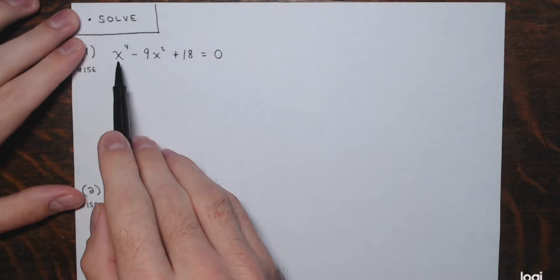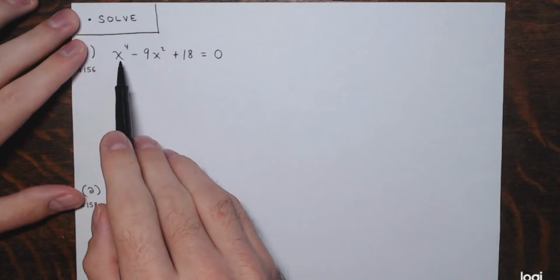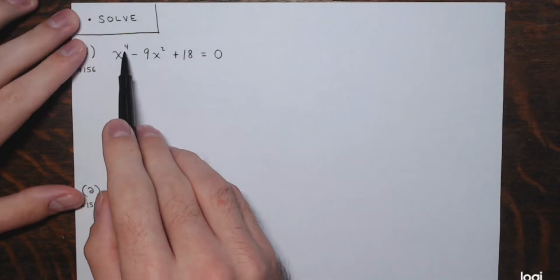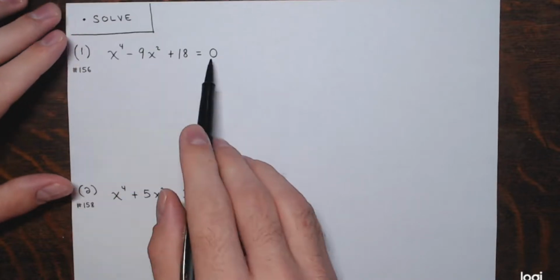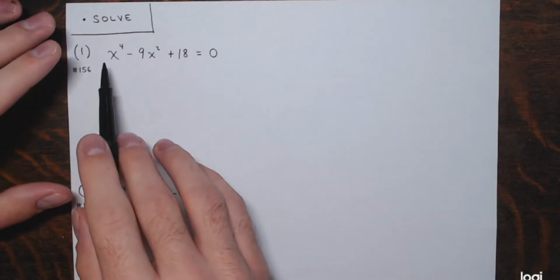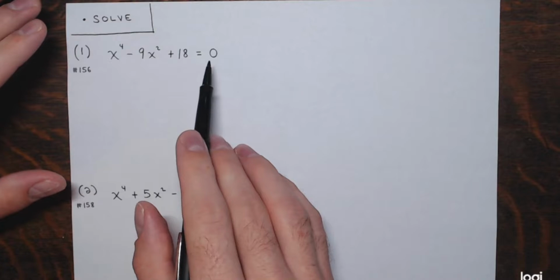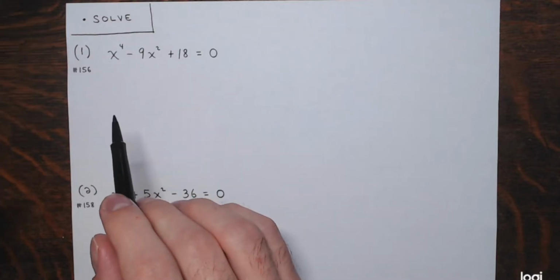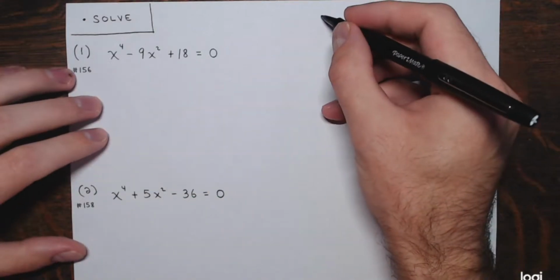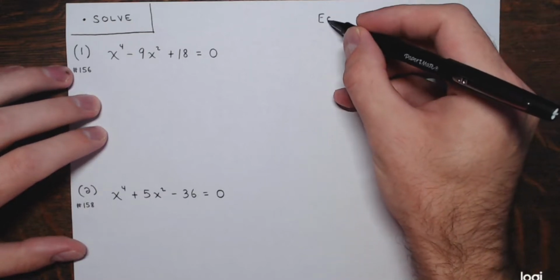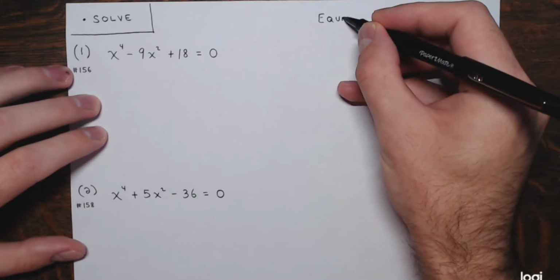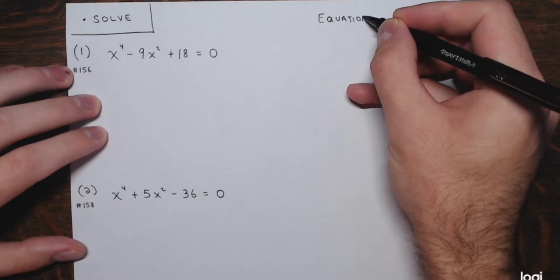Now this is not a quadratic equation. This is what they would call a quartic equation. The highest power on x is x to the fourth. So it's not a quadratic equation, but it is like a quadratic equation. So we're going to be looking at equations in quadratic form in this video, which I'll talk about over here.